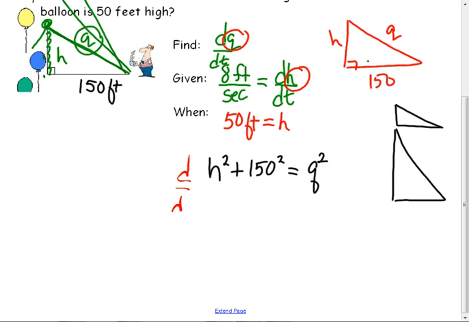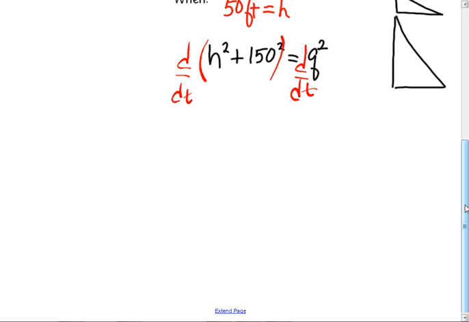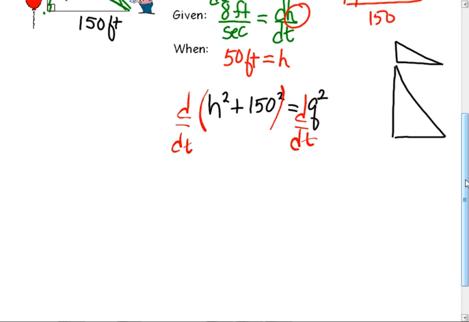Yeah, take the derivative, d/dt. And since they're rates, they're always going to be with respect to time. Now, I'm going to do it implicitly. Some of you may want to take the square root. Don't square root both sides. It's too ugly.